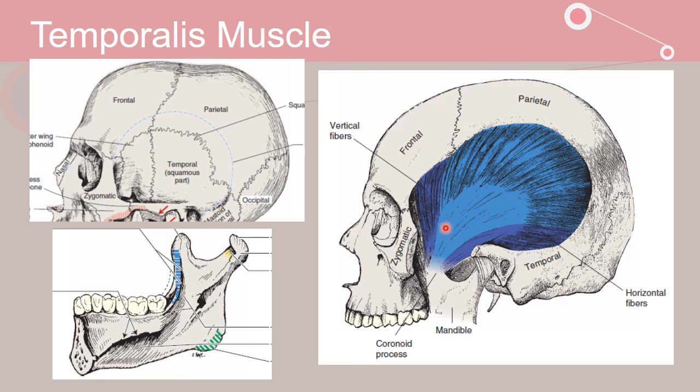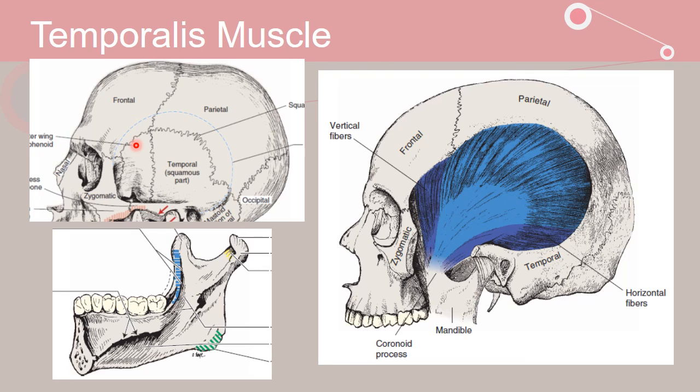The temporalis muscle here is a fan-shaped, large and flat muscle with both vertical anterior and middle fibers. It also has a horizontal posterior fiber. It originates from the temporal fossa. Here is the temporal fossa.